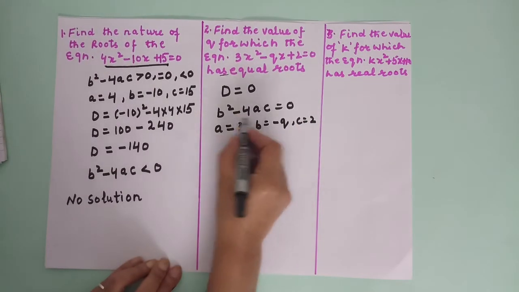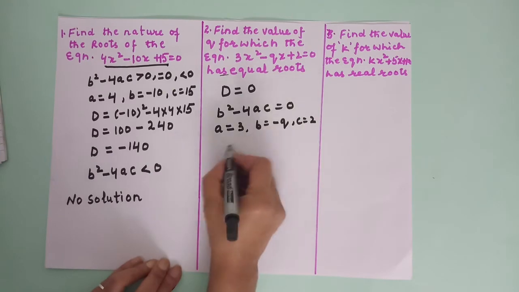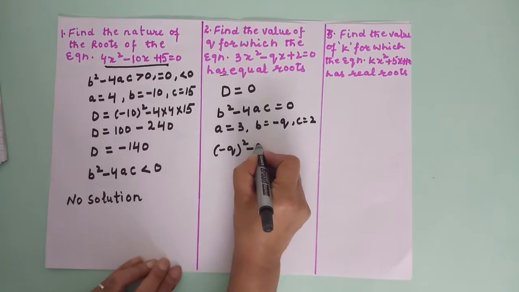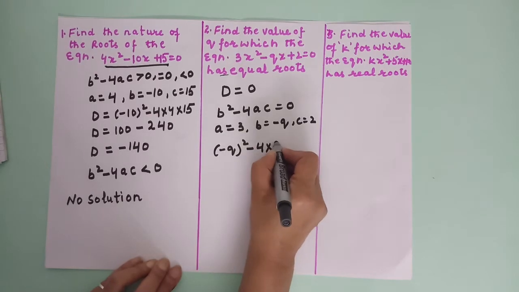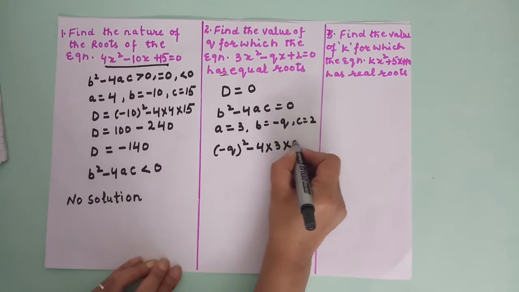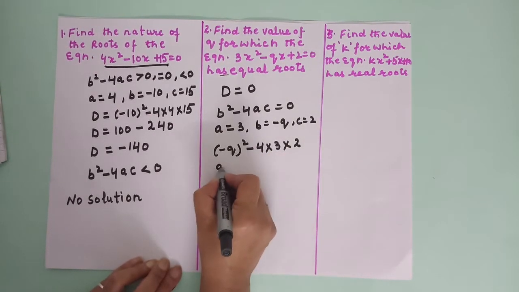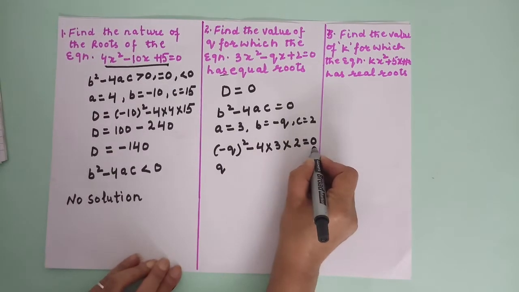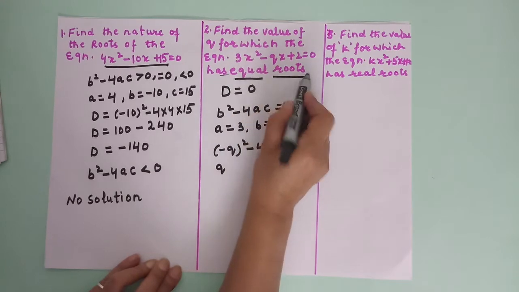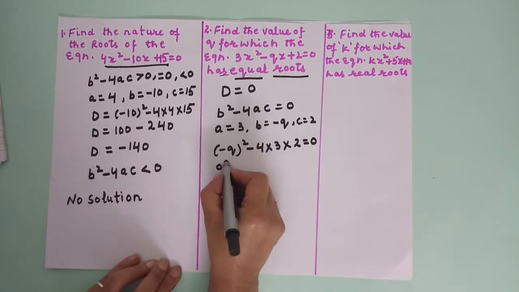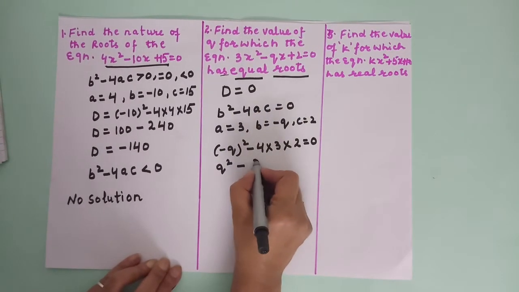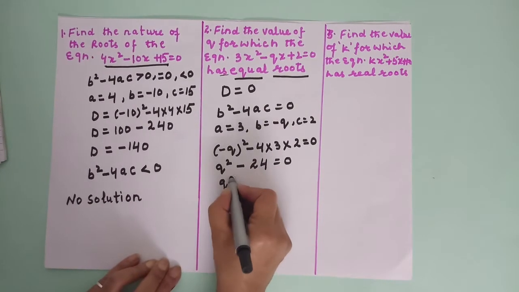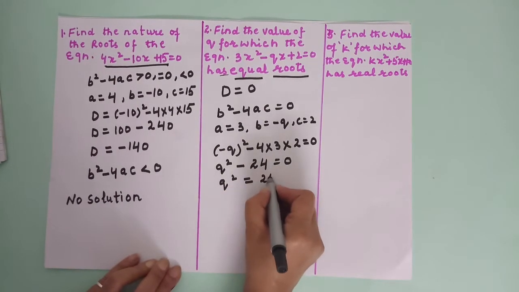Since b square minus 4ac is equal to 0, that means minus q whole square minus 4 into a is 3 into c is 2. So this is equal to 0 because discriminant is equal to 0. Why? Because the equation has equal roots. So this becomes q square minus 24 equal to 0. So q square will be equal to 24.